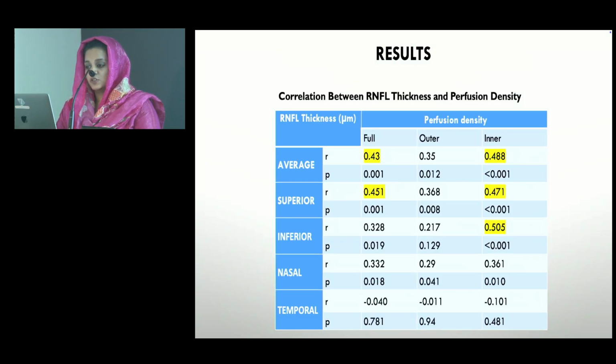And this is the table showing the relation between RNFL thickness and perfusion density. Here also average RNFL thickness shows significant correlation with perfusion density, especially full and inner, and superior and inferior quadrants also show significant correlation with the perfusion density.